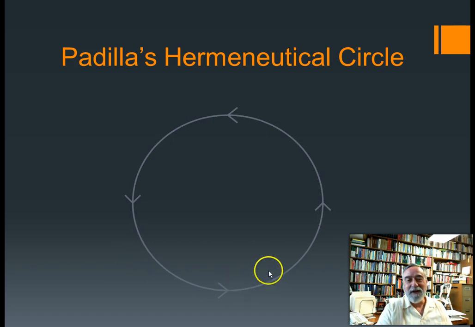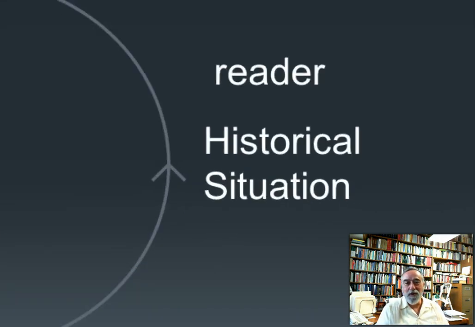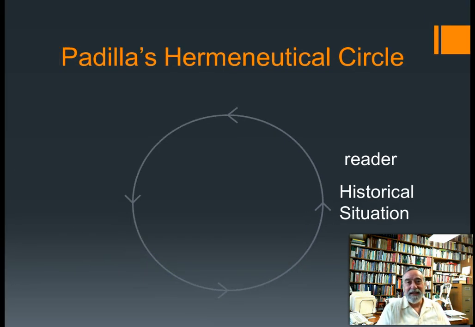The circle, as you see in this slide, represents the phenomenon of understanding scriptures. And for Padilla, there are four main elements for this circle, or spiral, as he will also say. The first one is the reader, you and me, and our historical situation. You will see how important it is to understand the way that the historical situation in which we are placed affects our reading of scriptures.